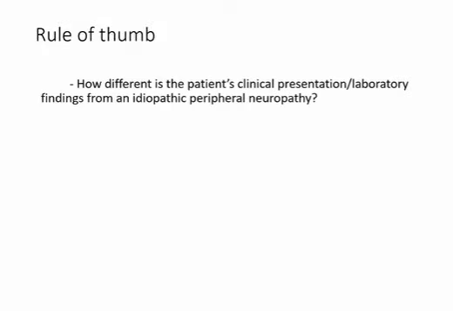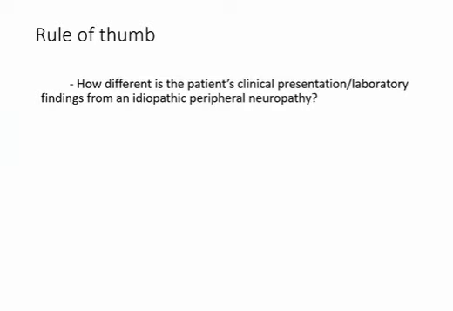A rule of thumb that will almost never fail you, and a question that I ask myself every time I see such patients, is the following. How different is the patient's clinical presentation or laboratory finding from an idiopathic peripheral neuropathy? If it sounds like an idiopathic neuropathy, looks like an idiopathic neuropathy, on EMG has no red flags, then it's most likely just an idiopathic neuropathy or neuropathy of alternative cause, and the monoclonal protein is coincidental.